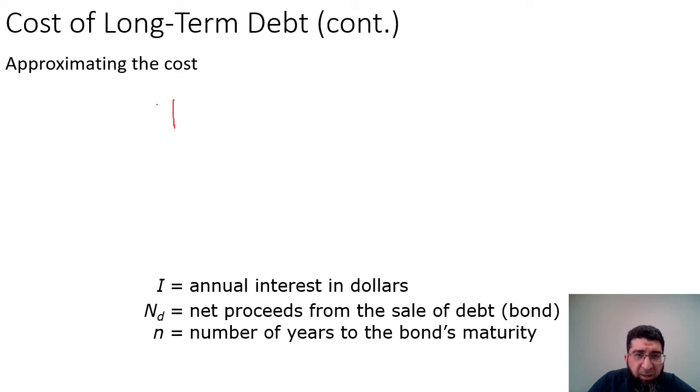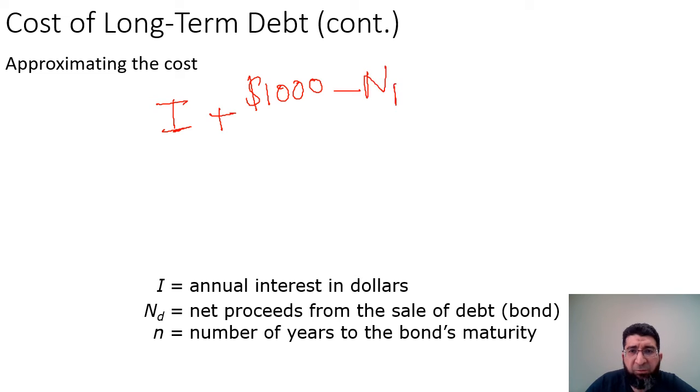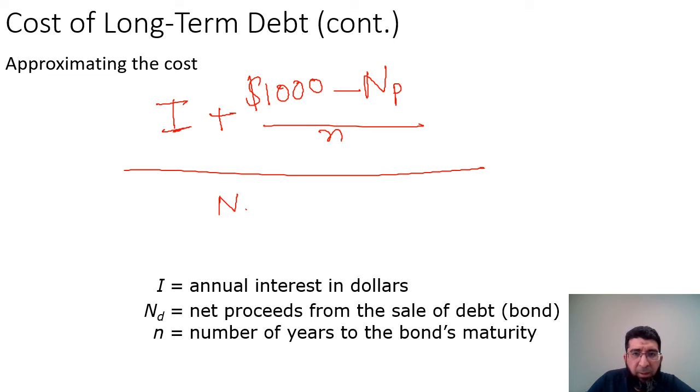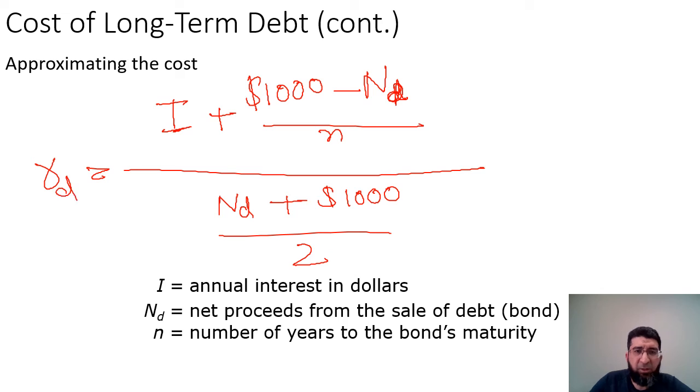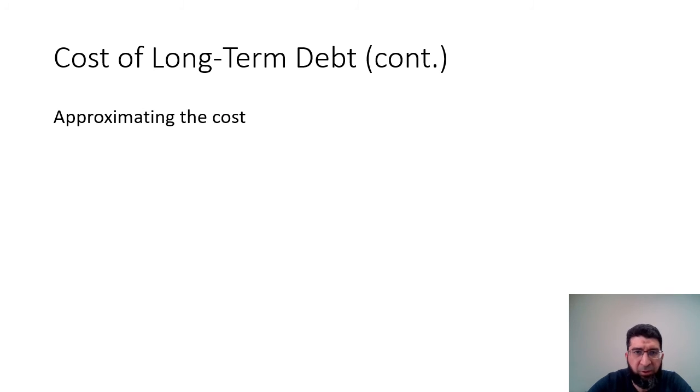So it's basically the coupon payment or interest rate plus the face value $1000 minus the net proceeds, whatever we have received, divided by N. Then we have to divide it by ND, the net proceeds from the debt, which comes out to be ($1000 plus NP) divided by 2. This is the function that you use in order to calculate the RD faster. You will see there will be a loss of a few decimal points, but it's much faster than using the calculator.